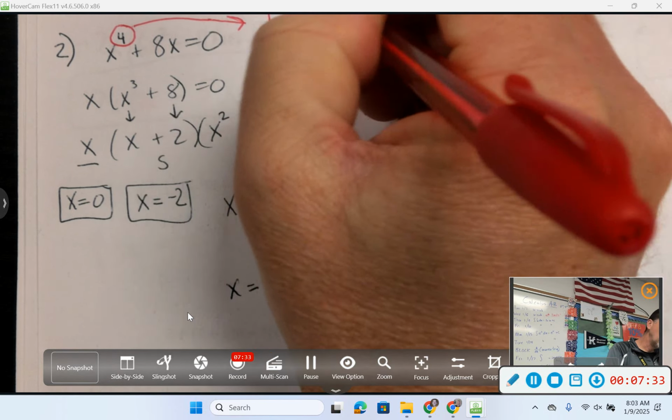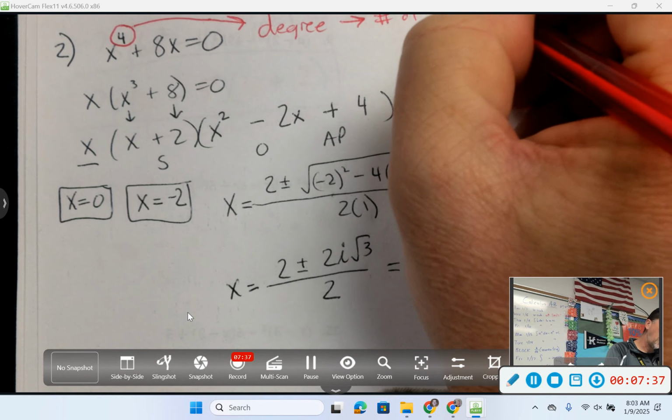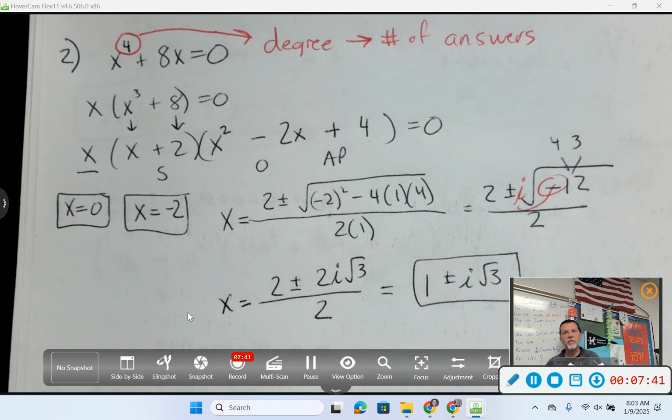The degree also tells you your number of answers. The degree will tell you the number of answers. And you have to be a little bit careful with that, because sometimes you can have repeated answers. Sometimes you can have imaginary answers. But if you count them all up, there should be 4. That happened on number 1 as well. It was x to the 4th, and we got 4 answers.